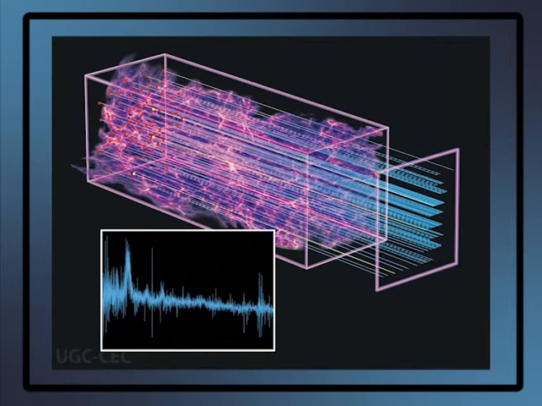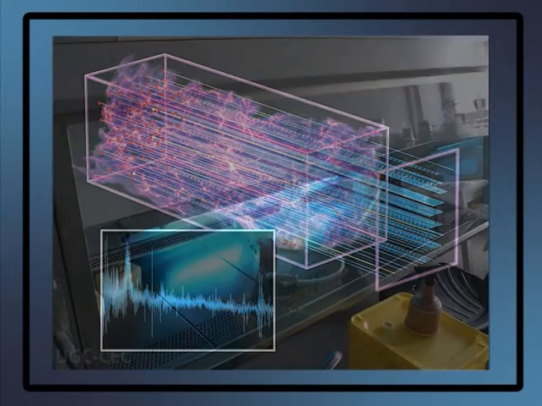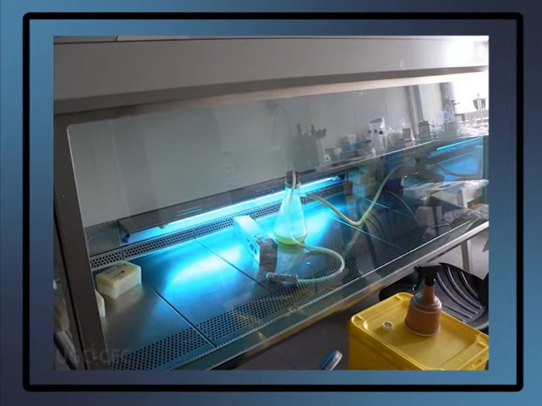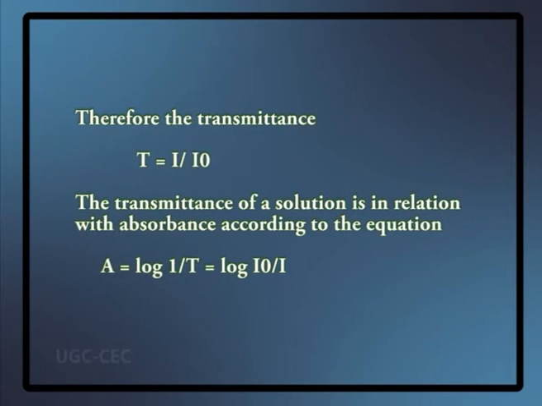Monochromatic light passing through a colored solution is partly absorbed, I0, and partly passes through. The intensity of arriving light, I, is decreased due to the absorption. Therefore, the transmittance T is equal to I by I0. Transmittance of a solution is in relation with absorbance according to the equation A is equal to log 1 by T is equal to log I0 by I.